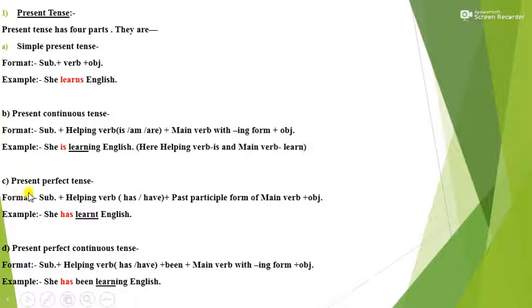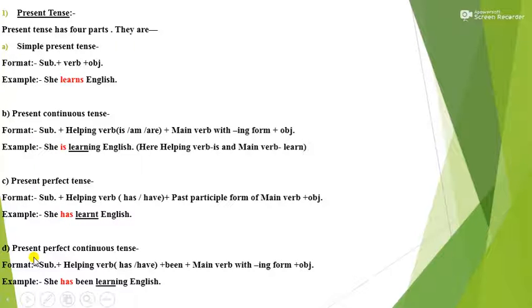Third part is present perfect tense. Format: subject plus helping verb. Here the helping verbs are has or have. Then past participle form of the main verb plus object. Example: She has learnt English.